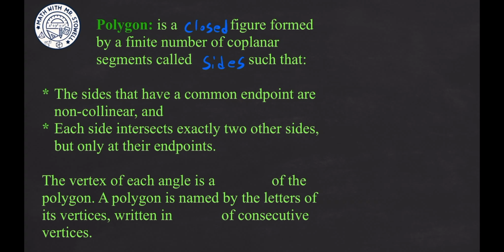The sides that have a common endpoint are non-collinear, and also each side intersects exactly two other sides, but only at their endpoints. The vertex of each angle is what we call a vertex. This doesn't change. It's a vertex of the polygon. A polygon is named by the letters of its vertices in order of consecutive vertices. Okay, well, that's a lot of words.